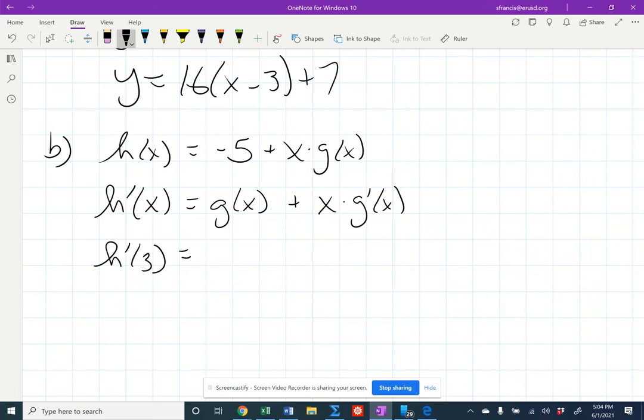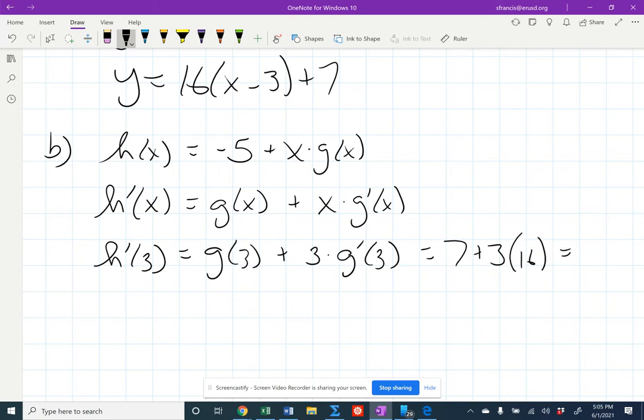Get every point that you can. There's going to be harder questions that you may miss some points on. Don't miss them here. G of 3 was 7. 3 times 16. You could stop there, but that's 55 if you want to simplify it.